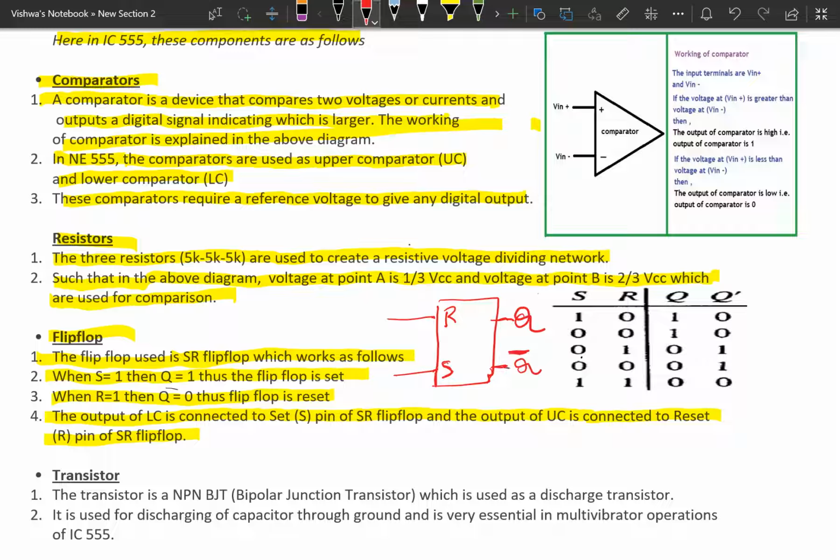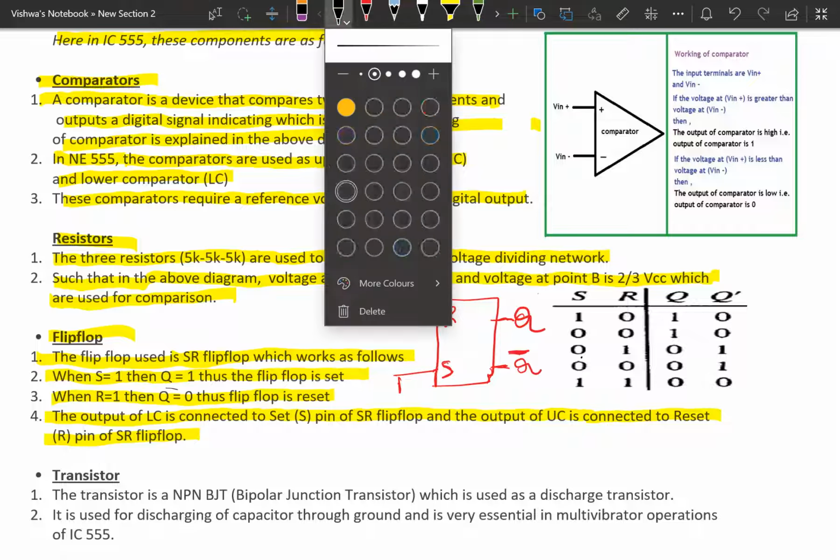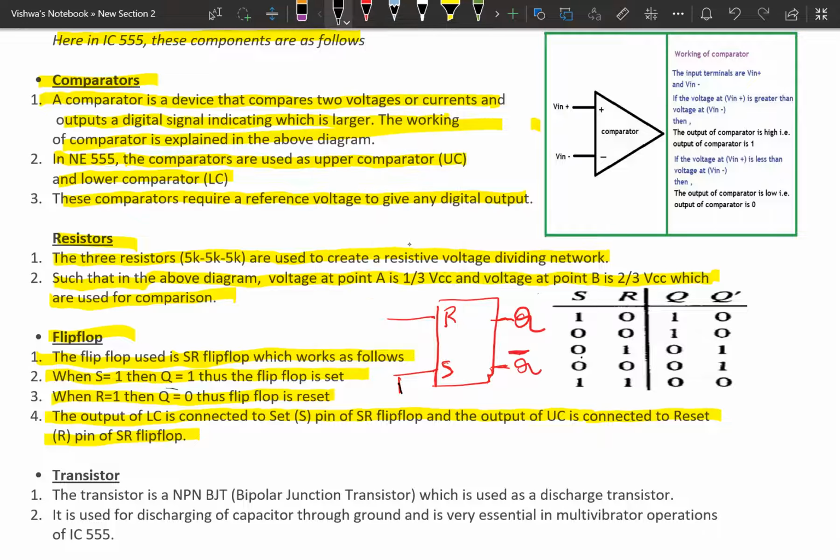Now let's see when it is 0 and when it is 1. The first case is the set case. S is 1, R is 0. If S is 1 and R is 0, then Q is 1. Now Q is 1, and Q bar is its complement, so it is 0. This is the one case.